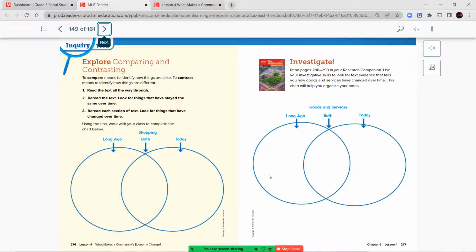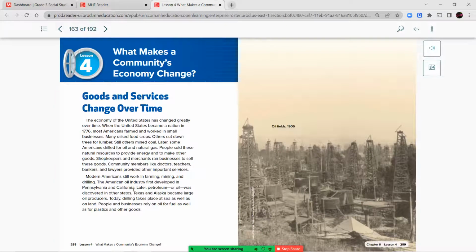And we know that farming is still important today. That can go into the both section. Let's go ahead and keep reading. Now, another thing we can add in the today section is that the oil industry developed in Pennsylvania and is still being drilled. Texas and Alaska became large oil producers. We can also put that drilling for oil takes place at sea and on land.